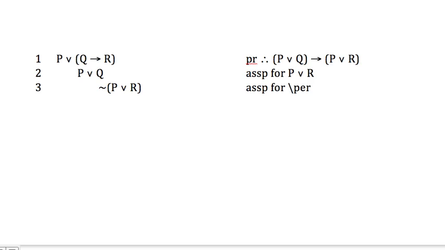So we've made an assumption for contradiction. Now we can do a De Morgan's. We get not P and not R. That OR turns into an AND, which will be very convenient because AND statements are easy to work with. So we've got an AND statement. Let's go ahead and simplify. Simplification gets us not P and also gets us not R.